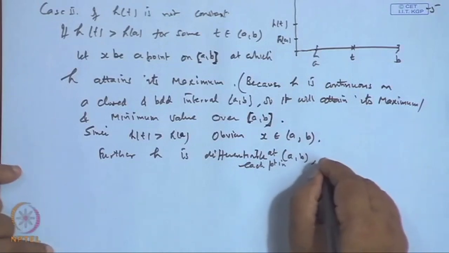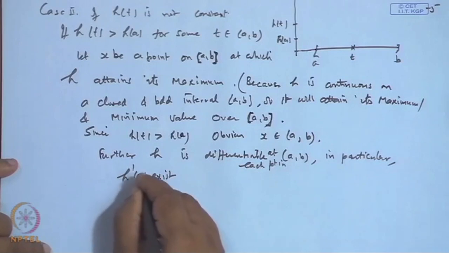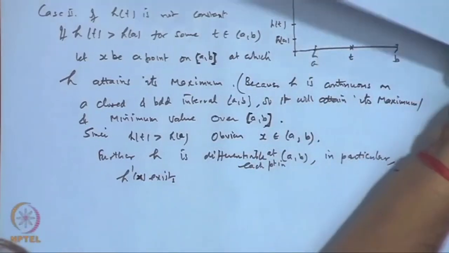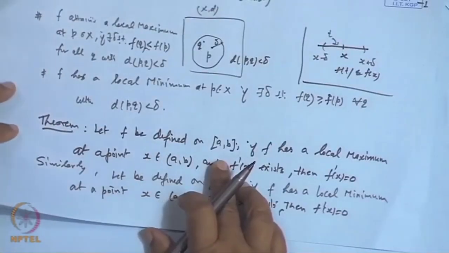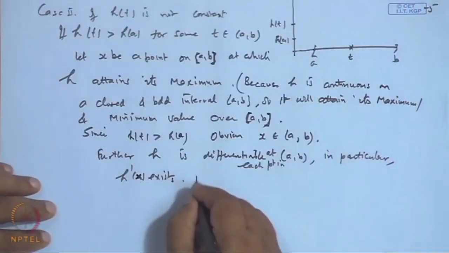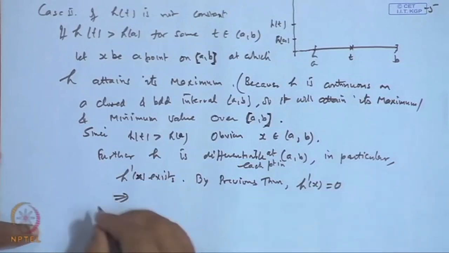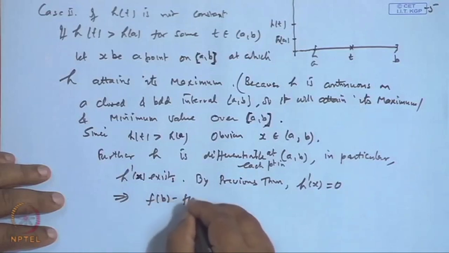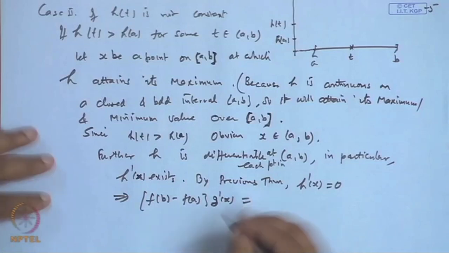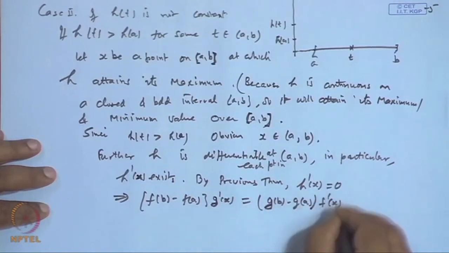So in particular the derivative h prime x exists. Now, use the previous theorem. The previous theorem says, this result we have proved, that if f is defined over a closed interval a b and f has a local maximum at some point and the derivative exists, then the derivative must be 0. So, by the previous theorem, the derivative of the function at this point must be 0, and this implies that f of b minus f of a into g prime x is equal to g of b minus g of a into f prime x holds.